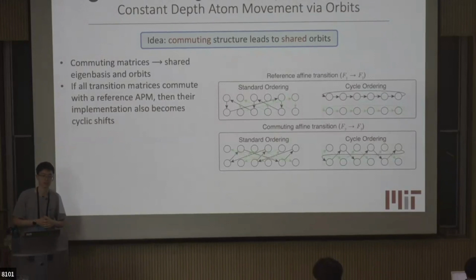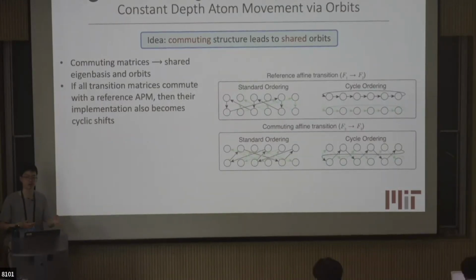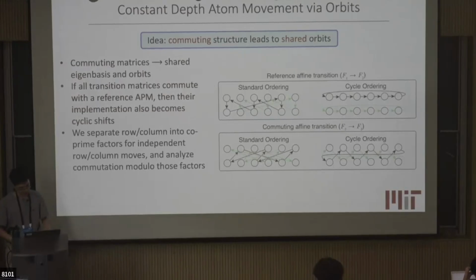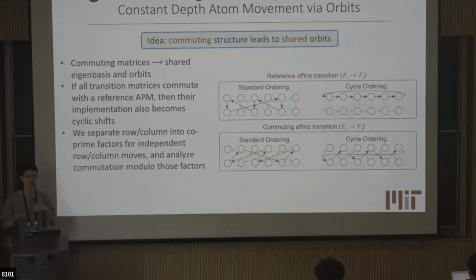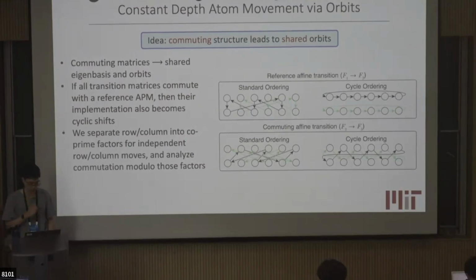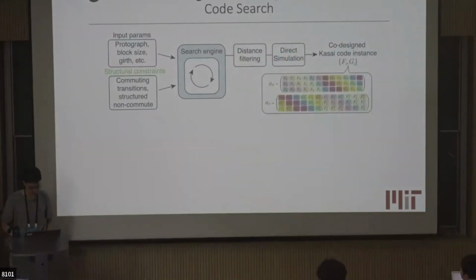Note that this does not conflict with the original non-commutation in the code. We're looking at the transition matrices here, and we're also asking them to only commute with a certain reference matrix, where between themselves they could still have certain non-commuting structures. So we follow this recipe. We also separate it into row and column factors because we're laying these out in 2D, and we push most of the non-commutation into the thinner row dimension. And so then modulo these factors, we're able to get good cycle orderings. There are also additional structures that we impose to ensure that the different rows have the same types of shifts.